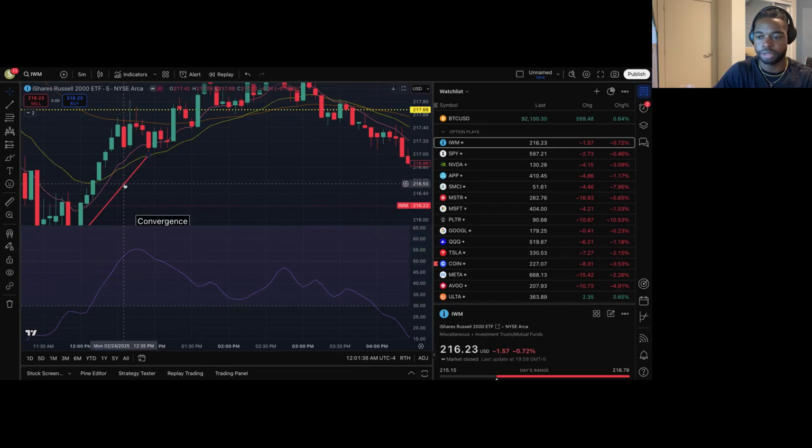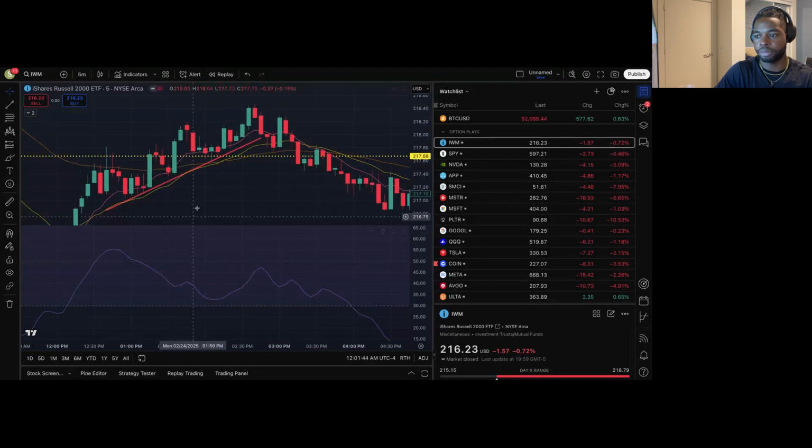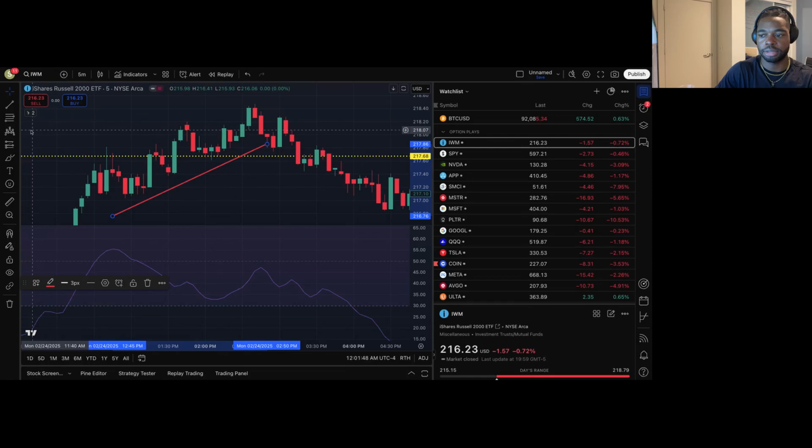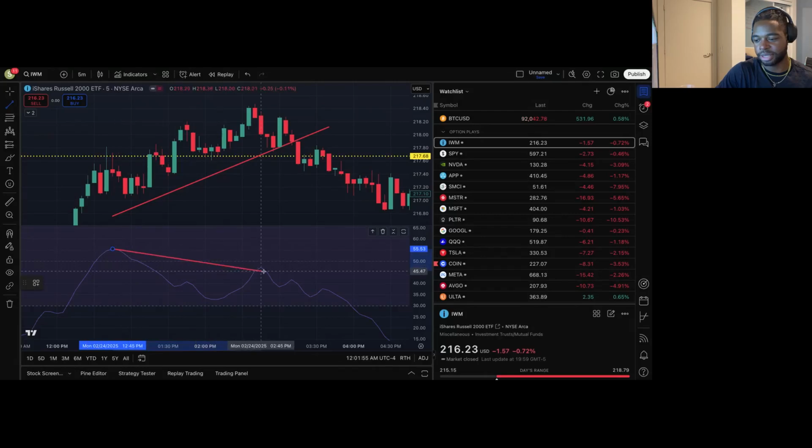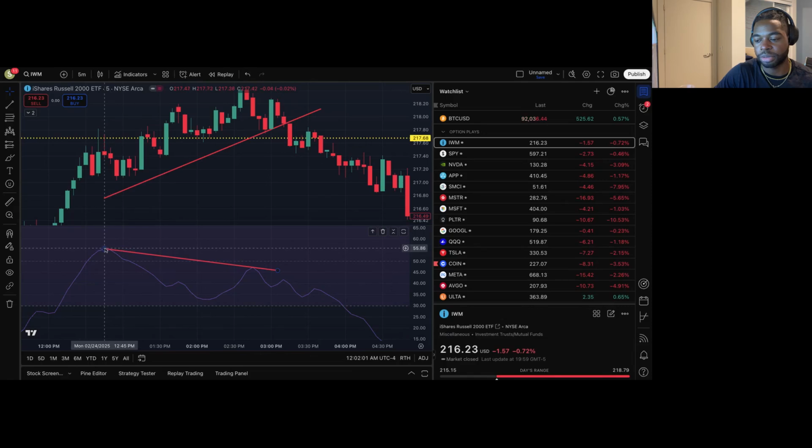Divergence is, again, our price is going up here. But what is going on over here? Price is going up, and my momentum indicator is showing me that our momentum is going down. So in this case, I'm like, calls? No, because it's not converging.